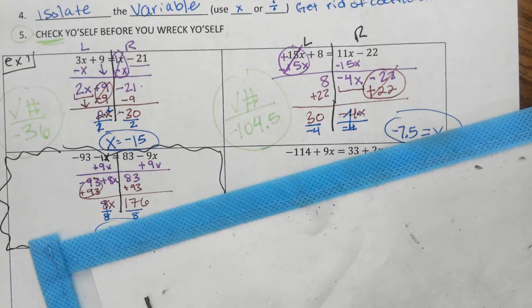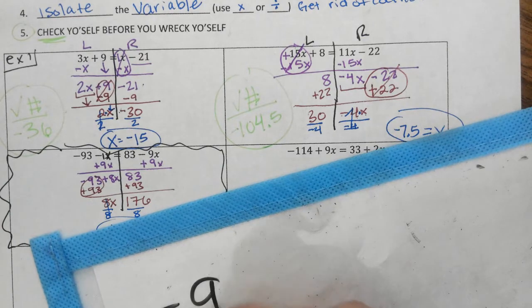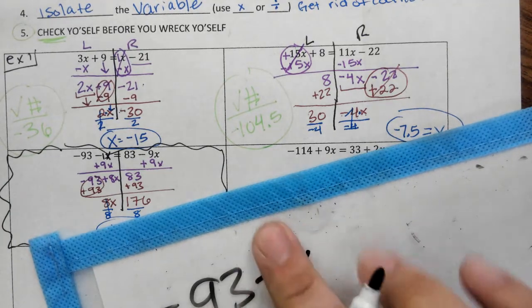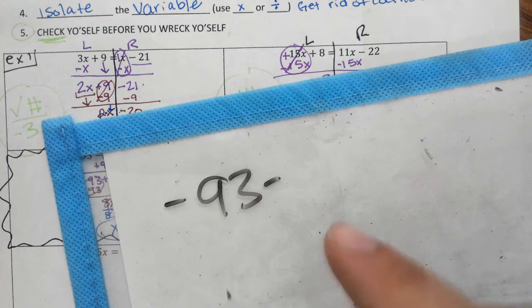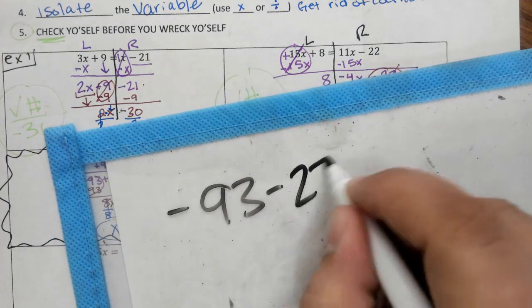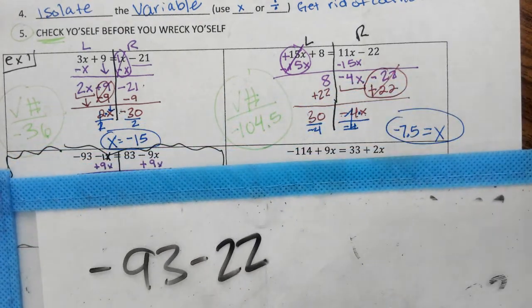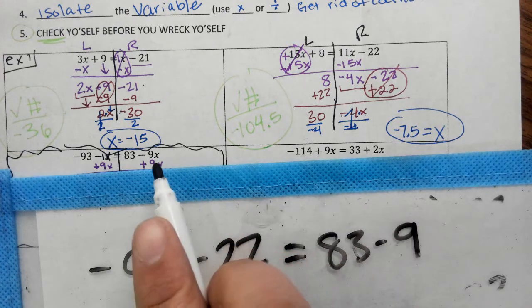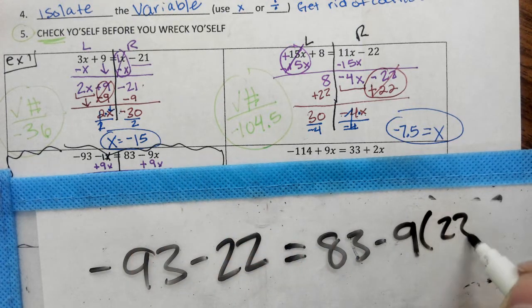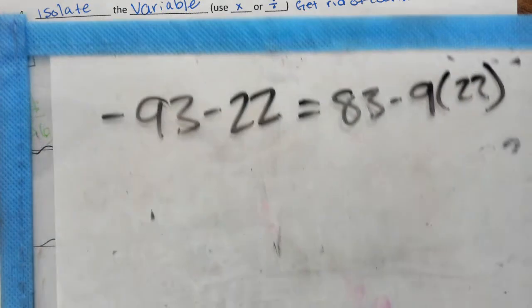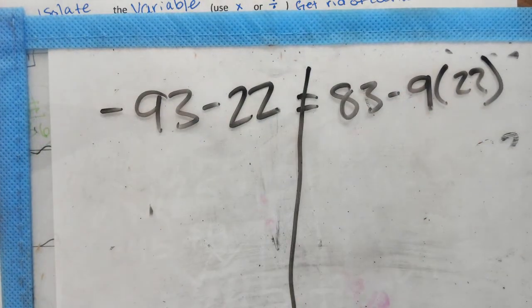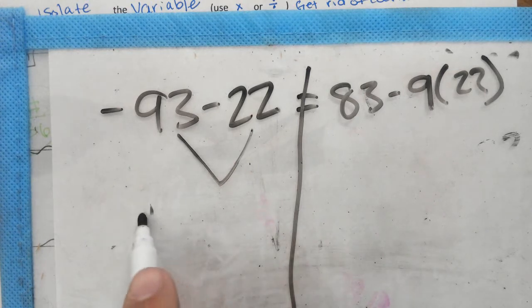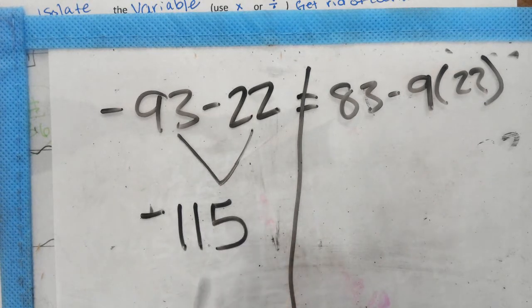So rewrite the equation, negative 93 minus x. Instead of x though, instead of x we can write 22. And then get rid of this. That equals 83 minus 9, and instead of multiplying by x, we'll multiply by 22. Okay. Split that down. On the left side, negative 93 minus 22 is negative 115.